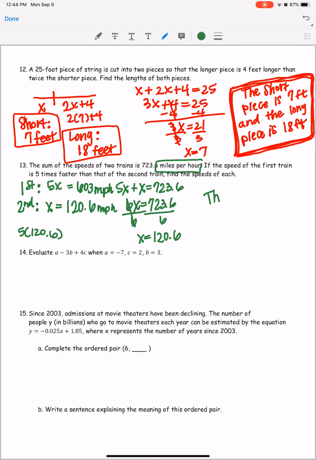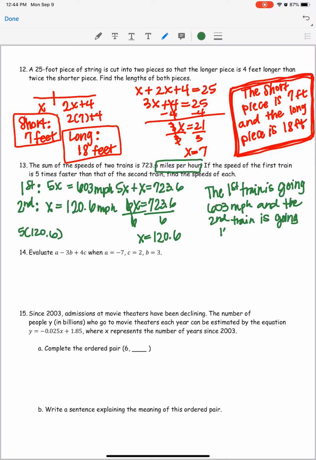So the first train is going 603 miles per hour, and the second train is going 120.6 miles per hour. So that's your final answer.